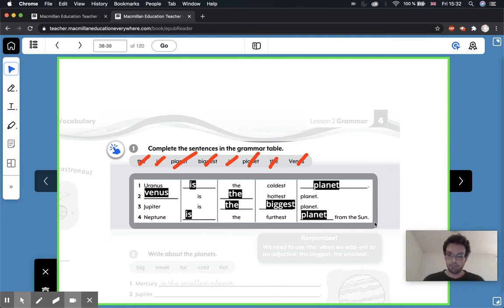Okay? Mira bien si tienes todo bien escrito en el libro. Okay. All finished? Excellent. Okay. Right. Let's go to exercise 2.